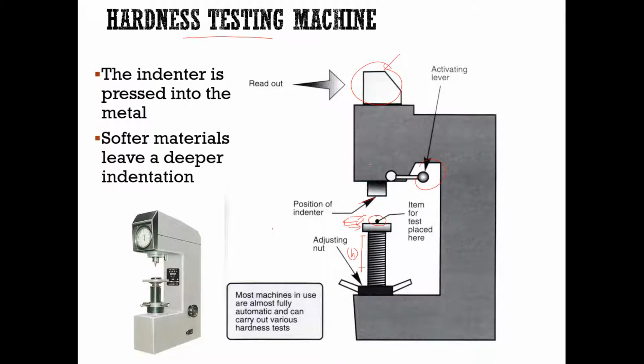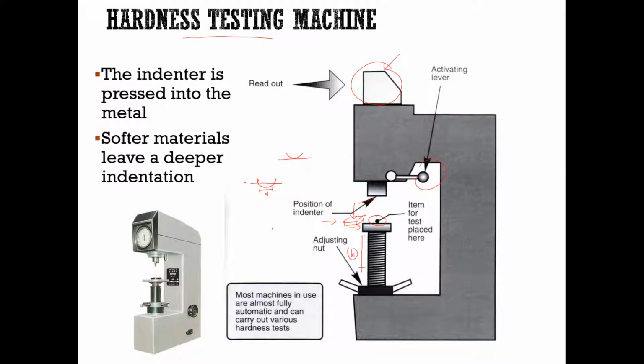Then we do the hardness test by lowering the activator lever, and the indenter will penetrate into the specimen. For example, this is your specimen and this is your indenter, a sphere indenter. If your material is soft, the indenter will penetrate deeper into your material. So this is your d.